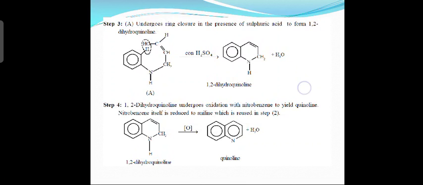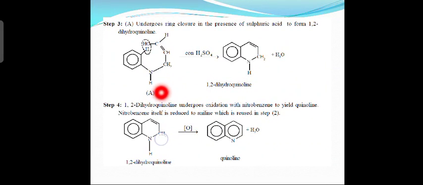Now what is the third step? In the third step, ring closure takes place in the presence of concentrated sulfuric acid to form 1,2-dihydroquinoline. You can see here concentrated sulfuric acid is a dehydrating agent. OH and H is here, benzene ring hydrogen is here, so elimination of a molecule of water takes place. So water molecule is eliminated and this carbon atom attaches to this benzene ring over here. So that ring is closed, and this double bond remains as it is here. So this is 1,2-dihydroquinoline.